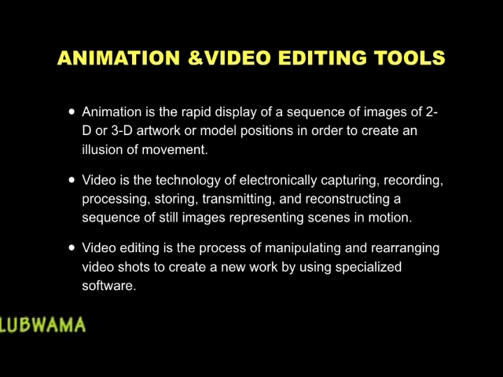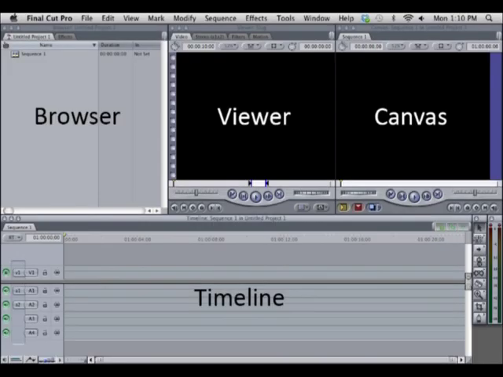Video is the technology of electronically capturing, recording, processing, storing, transmitting, and reconstructing a sequence of still images representing scenes in motion. Video editing is the process of manipulating and rearranging video shots to create a new one. It involves rearranging, adding or removing sections of video clips or audio clips, applying color correction, filters, and other enhancements, creating transitions between clips. Editing is usually considered to be one part of the post-production process. Other post-production tasks include titling, color correction, sound mixing, etc.